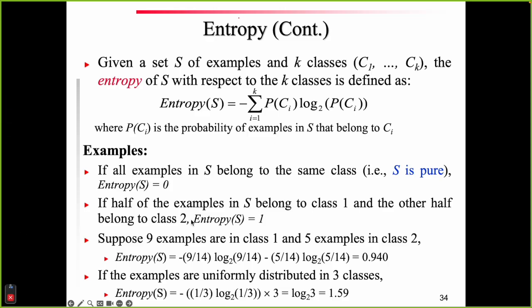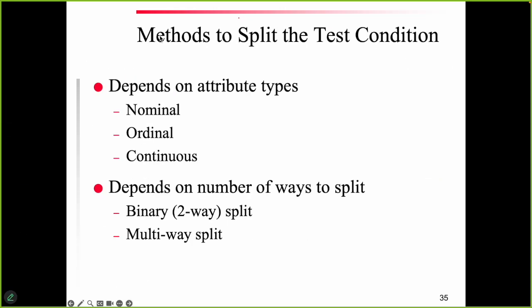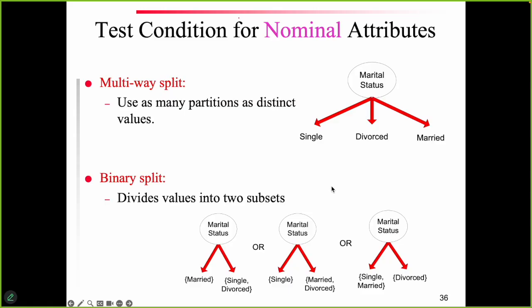Okay, great. So far we assumed we can just split on an attribute, and how we split depends on the attribute type. There are 3 main types: nominal and ordinal, which are categorical attributes, and then continuous attributes. We also need to decide how many branches we allow. Sometimes we split into 2 parts, that's a binary split. Sometimes we split into more than 2 branches, that's a multi-way split. For example, this is an example of a multi-way split.